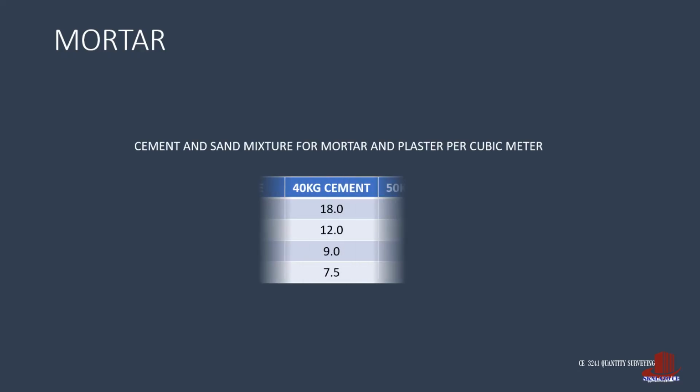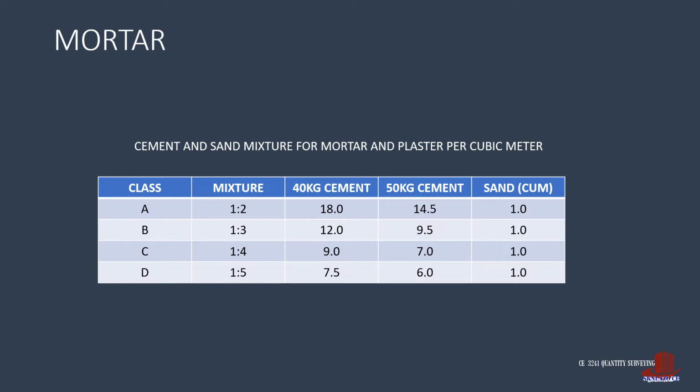The mixture for the mortar is also similar to that of concrete works. The table below shows the proportions of sand to a bag of cement, and it also varies from Class A of 1:2 to Class D, which combines 5 parts of sand to a bag of cement.